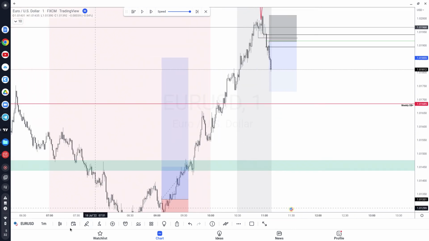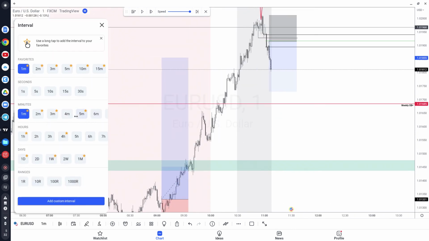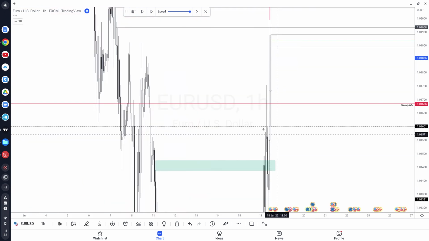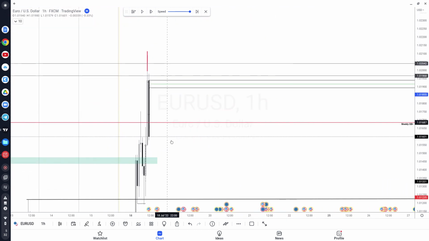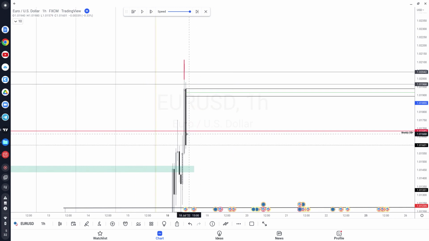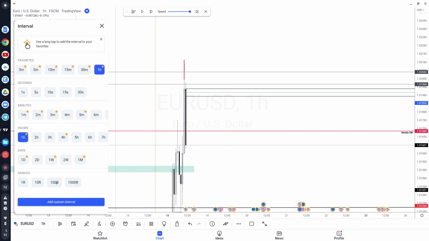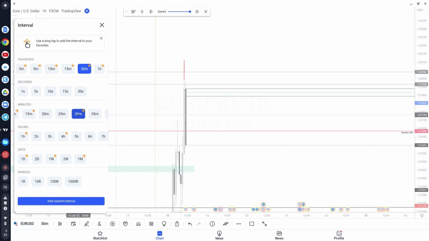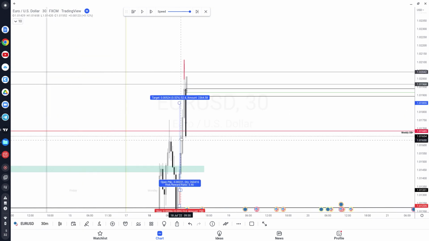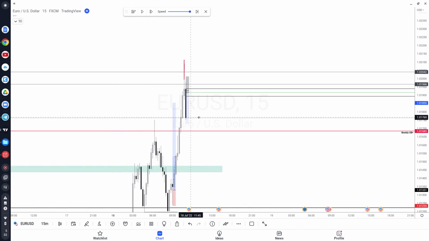Or a first target, rather. Let's come out to an hourly time frame and see. Alright, so here's the imbalance. 30 minutes may give a better picture. Yeah, so I would be targeting this imbalance, right? London close trade. We're not looking to hang on to this for too long.